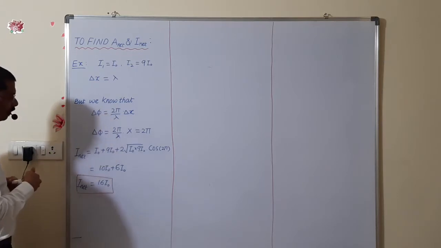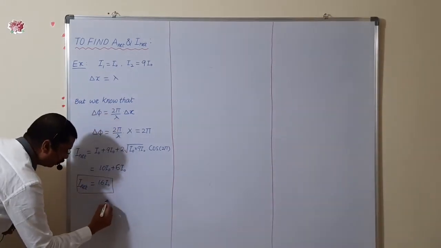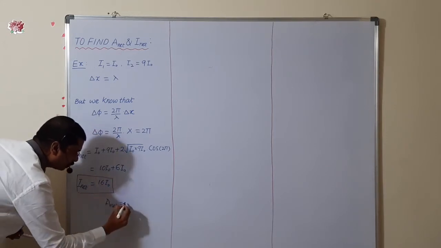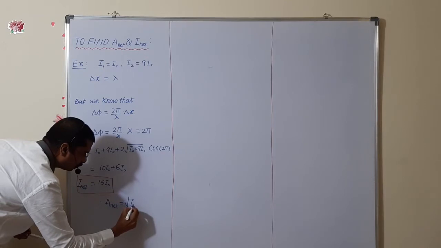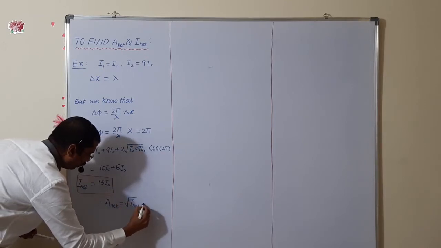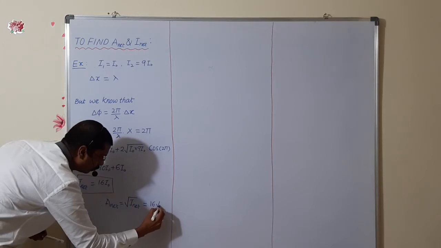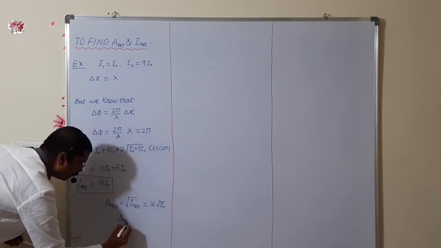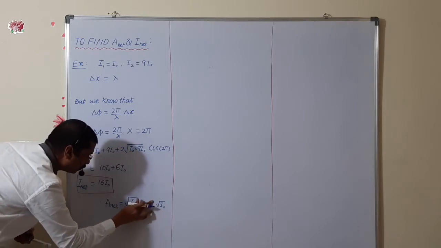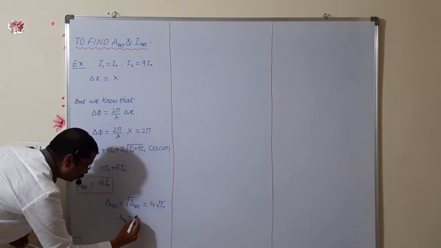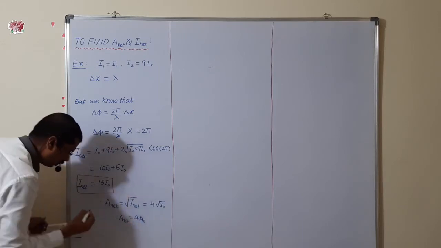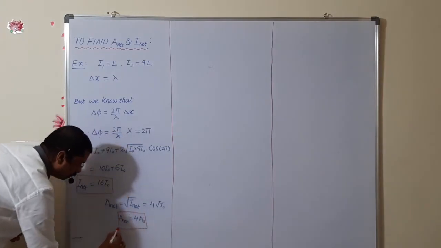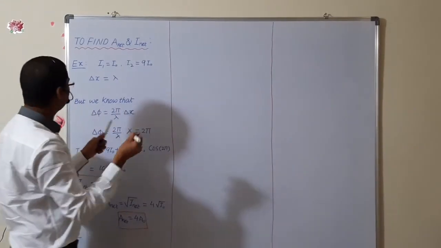Again, A net also we can find out. Therefore, directly I am writing A net is equal to the root of I net, that value is 4 root A naught. Then another question, another example, we can solve.